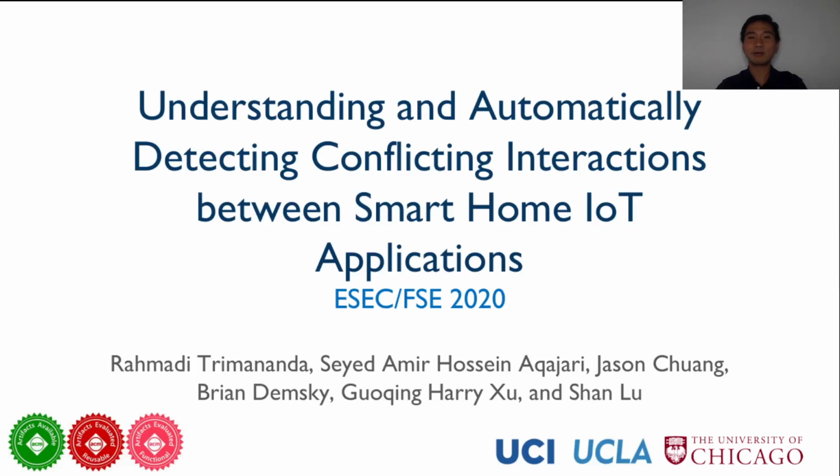Today I'm presenting to you our work titled Understanding and Automatically Detecting Conflicting Interactions Between Smart Home IoT Applications. This is joint work between myself, Seyed Amir Aqajari, Jason Chuang, and Brian Demsky from UC Irvine, Harry Shi from UCLA, and Shan from the University of Chicago.